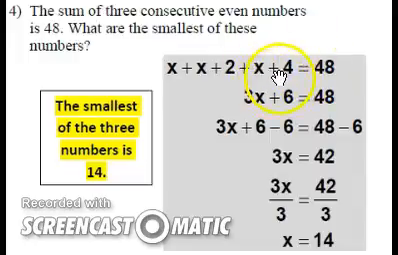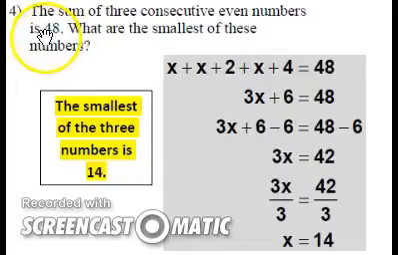2 and 4 make 6. So if we're talking about even numbers, we want to add 2 to get the second number and 4 to get the third number. Okay, and we're assuming, of course, that the first one is an even number. There are other ways of doing this, but this is probably the easiest. And it also equals 48. Okay, so what we got is 48.